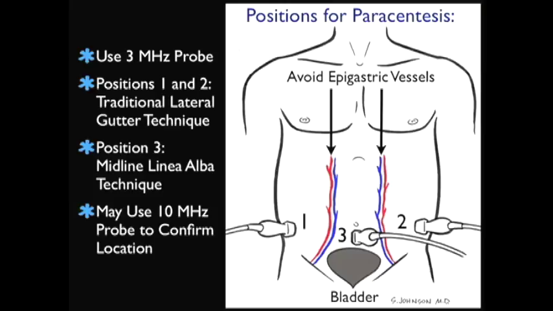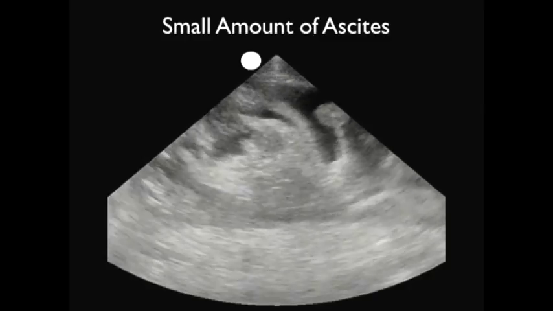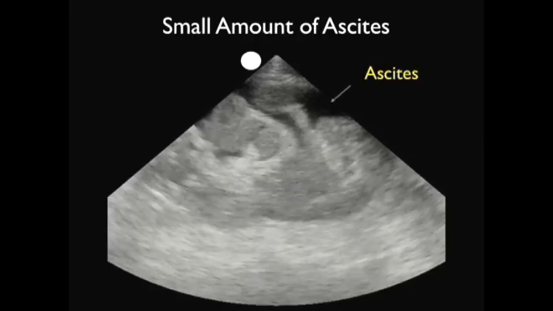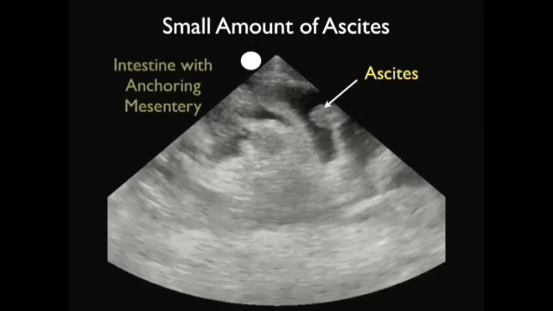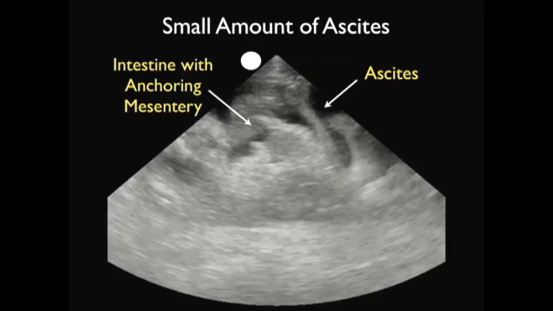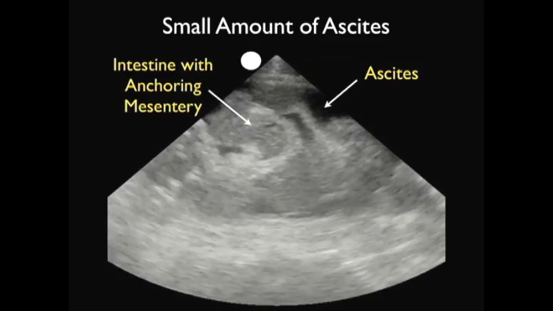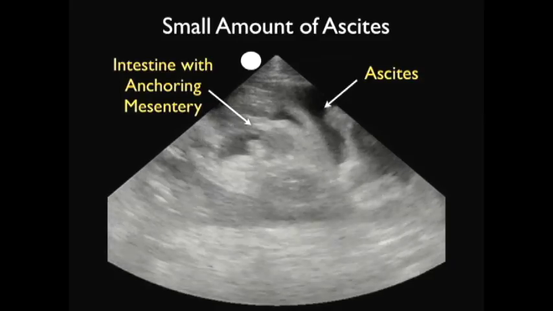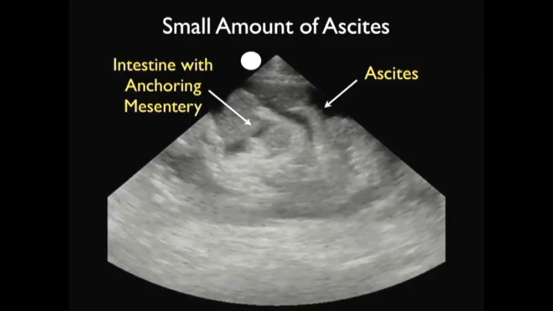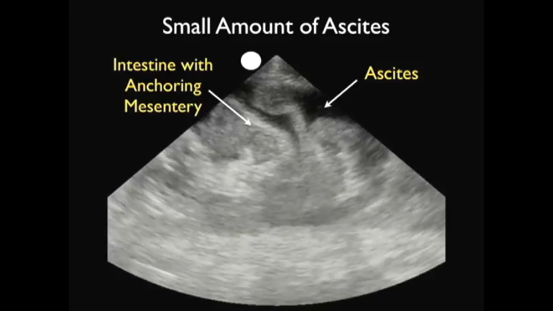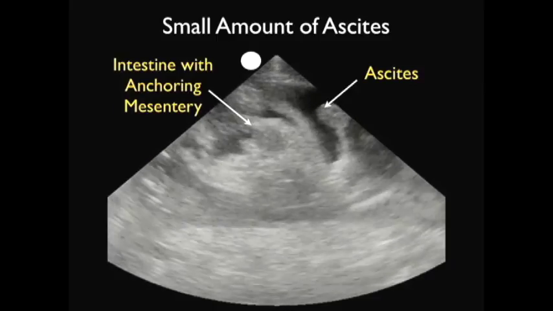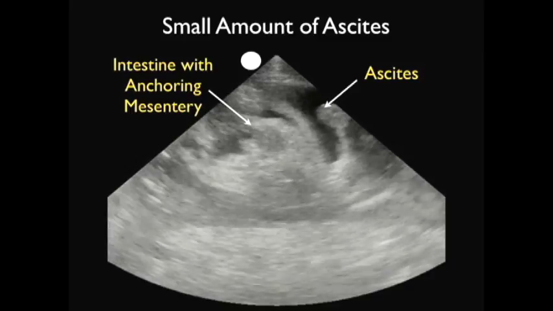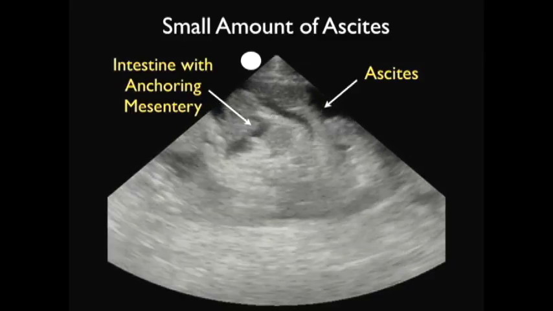This video clip shows a small amount of ascites as taken with a 3 MHz probe, and we can see here a small amount of ascites is denoted by that dark or anechoic fluid collection, and we can see the intestine with anchoring mesentery swaying back and forth within the ascites as the patient breathes. And this is known as gut sliding, and it makes the intestine look almost like palm trees swaying back and forth within a breeze. So from this location, it might be unsafe to perform a paracentesis, as it could be difficult to get a needle in between the areas of intestine without puncturing through an area of intestine or mesentery.